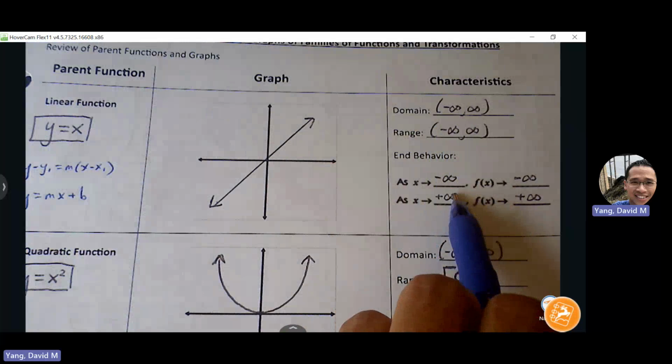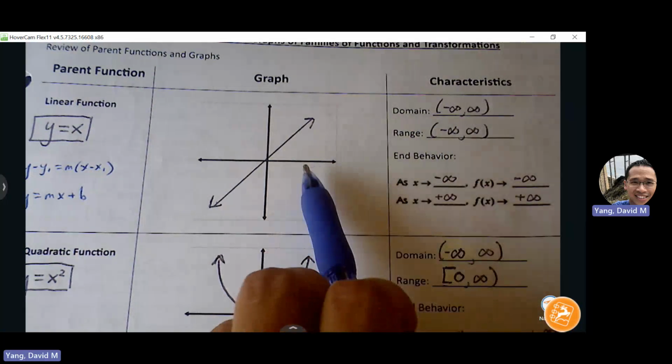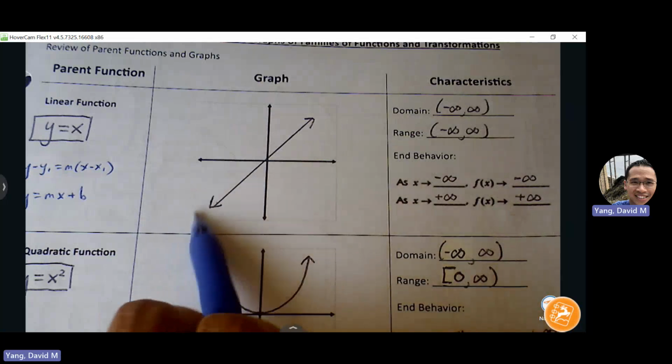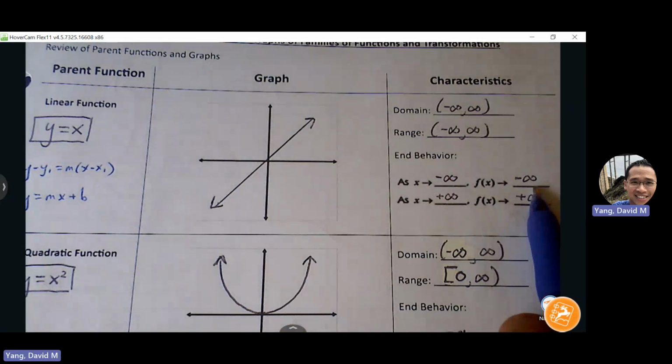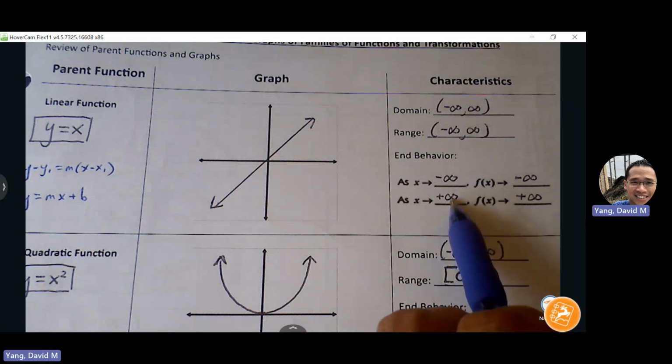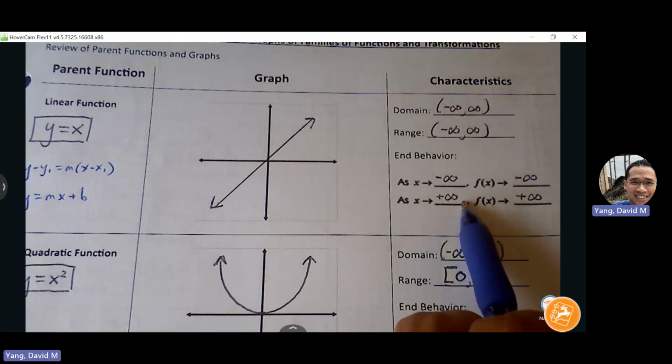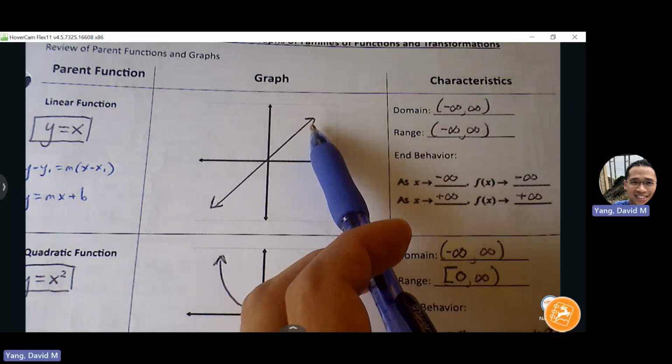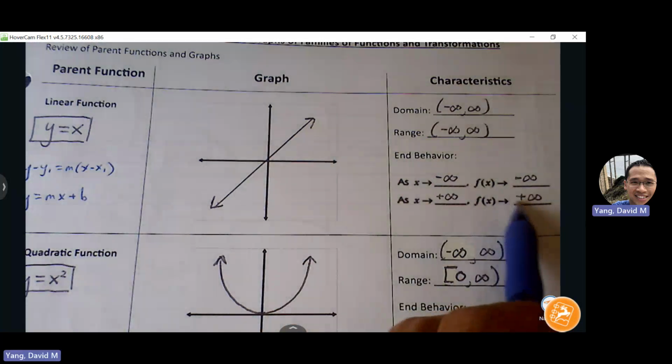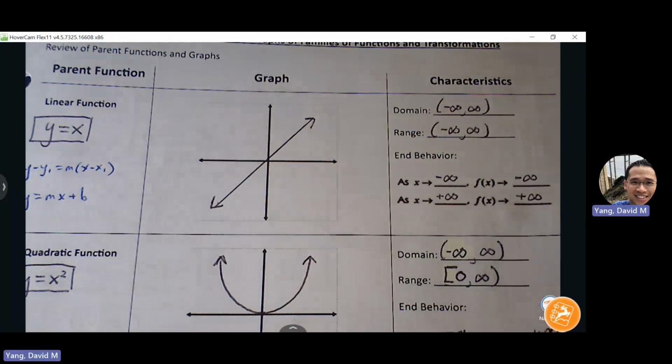In this case, the end behavior is as we approach negative infinity, that means as we follow the left arrow, it's going down. So it's going down to negative infinity. And the arrow on the right, that's x approaching positive infinity. Here, my y value is approaching positive infinity. It's going up to positive infinity.